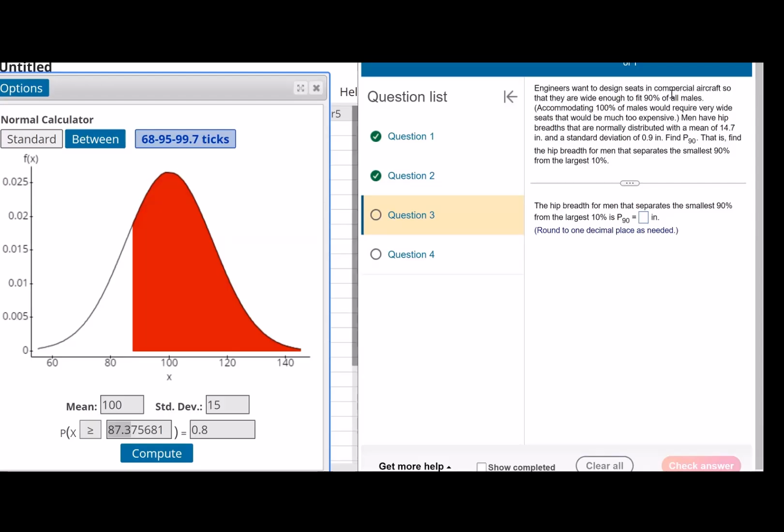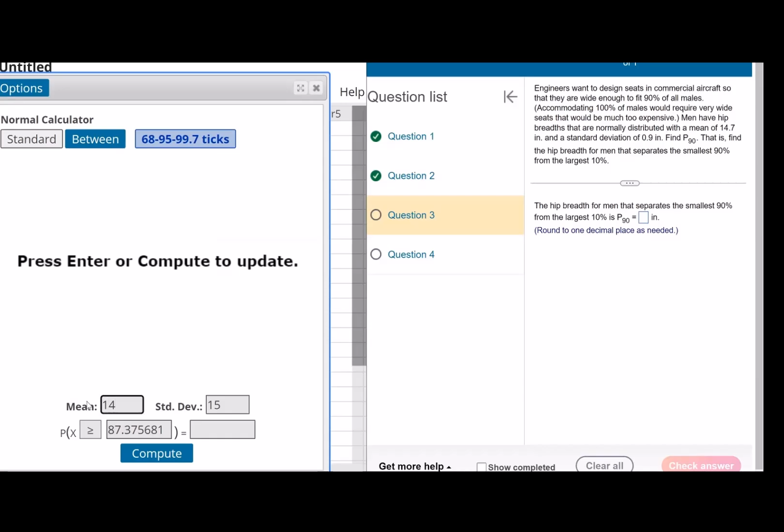Engineers want to design seats in a commercial aircraft so they are wide enough to fit 90% of all males. Accommodating 100% of males would require very wide seats that would be much too expensive. Men have hip breadths that are normally distributed with a mean of 14.7 and a standard deviation of 0.9. Find P90.